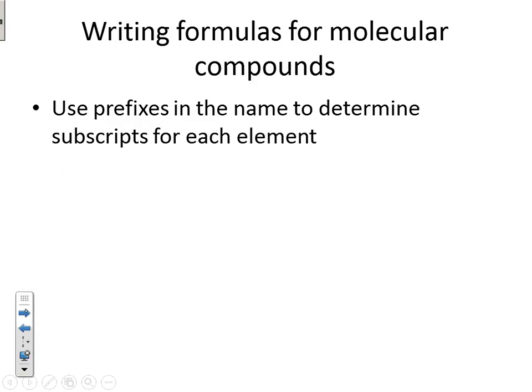Now, going in the other direction, writing formulas for molecular compounds. What if I gave you the name and I asked you to write the formula? Oh my God, it's so easy. Just look at the prefixes. How many of each atom are there? Because the prefixes tell you that, and make that be the subscript. And that's it. You're done. There's no reducing. Don't reduce down. That's really critical. It's just how many of each one.